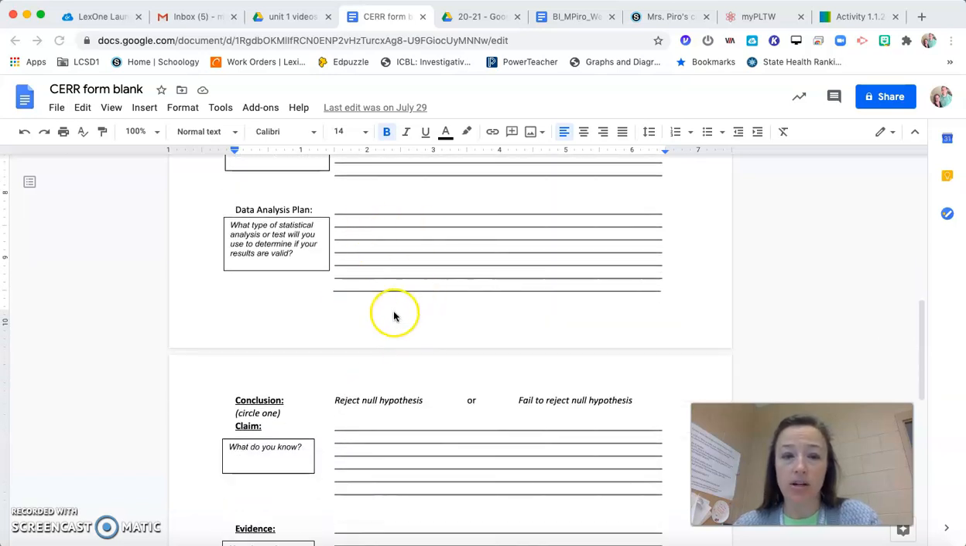Okay, so you've done all that kind of in this space here, not literally in this space. You would do it on another sheet of paper and staple it to the lab, but in the time frame here.